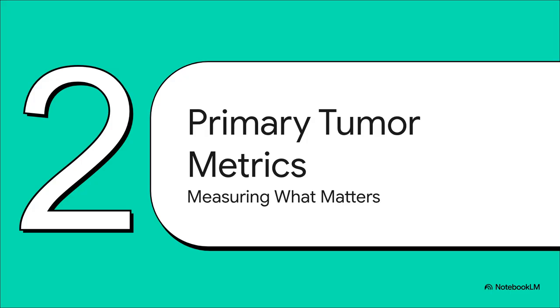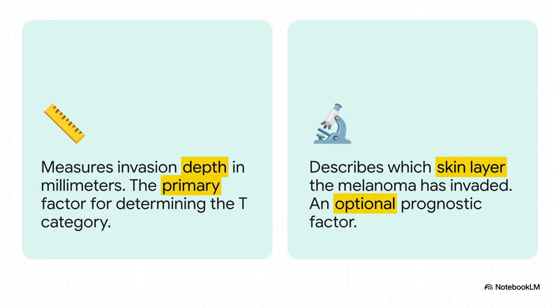Okay, now we're getting to the real heart of the matter, the primary tumor assessment. These are the measurements that are going to form the absolute backbone of your T category staging. This is where it all begins. Now, this is a huge deal, especially for trainees. For decades, we talked about Breslow thickness and Clark level almost in the same breath, but that's changed.